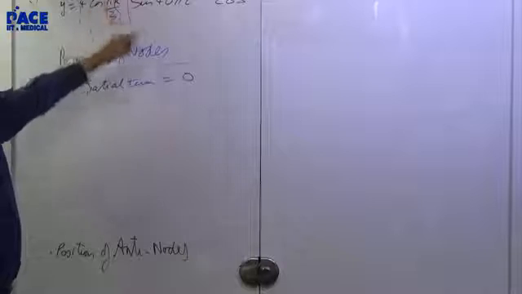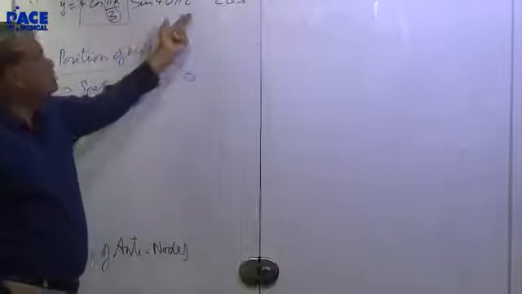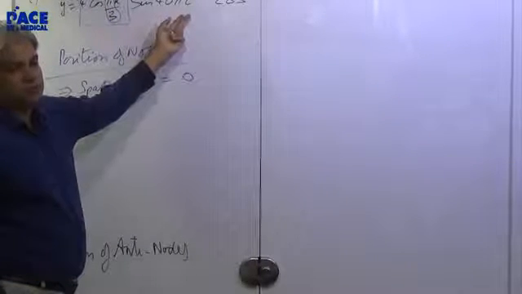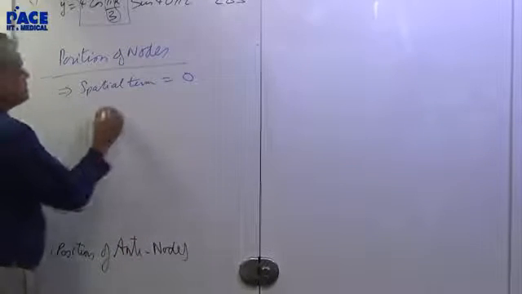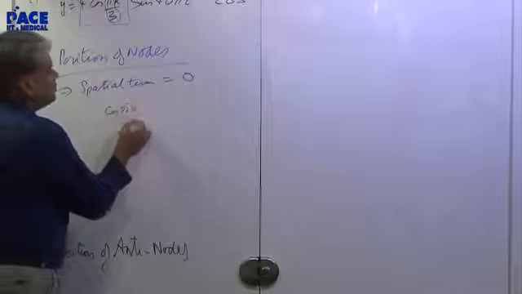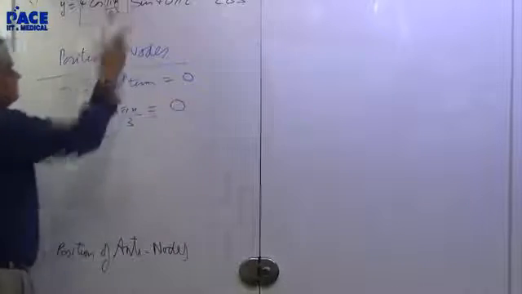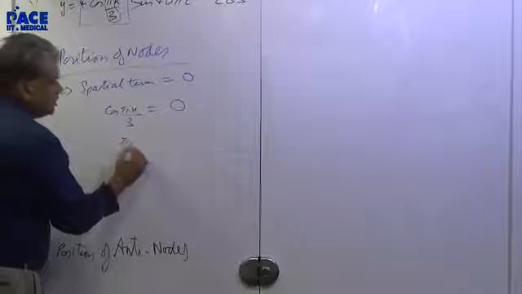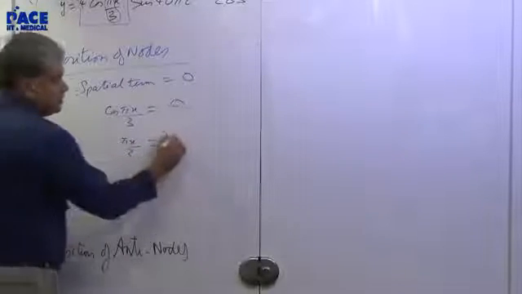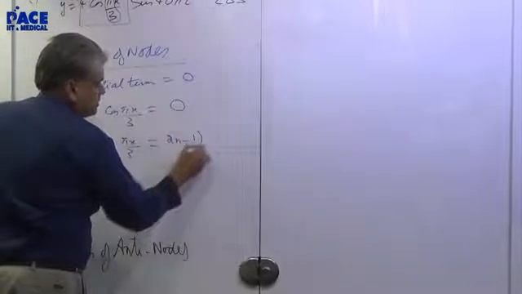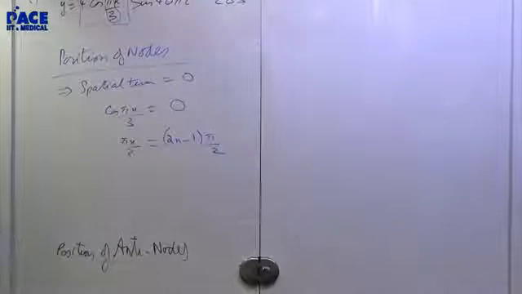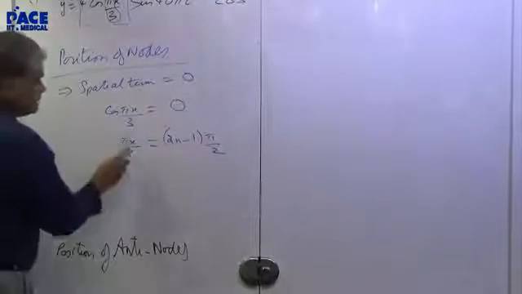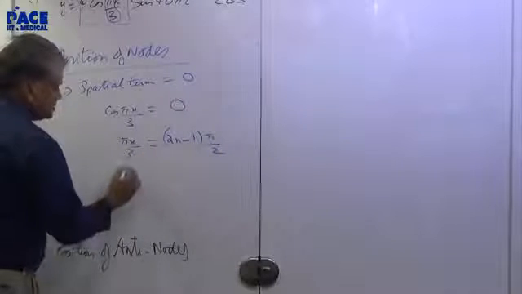Spatial term, if this is 0, what will the sine do? Whatever its value, it can be anything between +1 and -1, but something into 0 is always 0. So the spatial term being 0 is the idea of a node. If this is 0, now solve it. What must the angle be? This will be (2n minus 1) pi by 2, the odd multiples of pi by 2 where cos theta equals 0. So what do you get? x equal to so much.